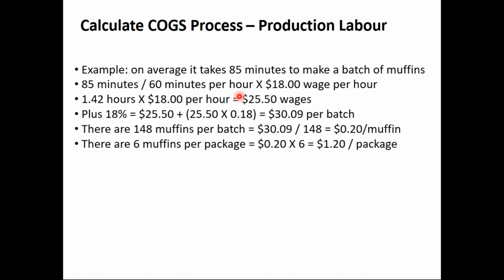So let's say something takes you 85 minutes to make a batch of muffins. Just like the ingredients, you're going to take proportions here. So 85 minutes over 60 minutes per hour, times the wage rate of $18 per hour. So 85 over 60 is 1.42 hours, times $18 per hour is $25.50 for wages. If you add the 18%, so you're going to take 25.50 plus 25.50 times 0.18, you get $30.09 of wages for production per batch of product.